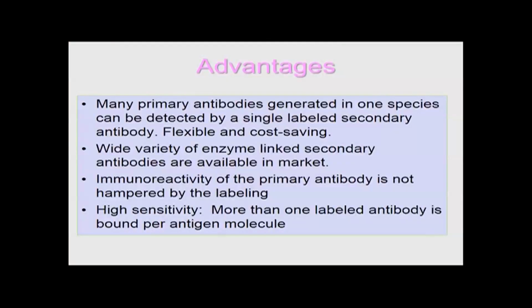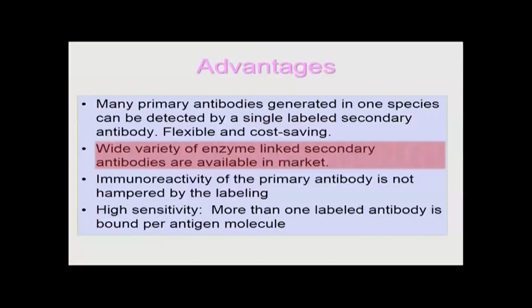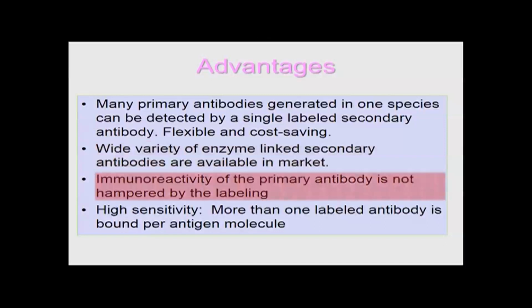Now, there are many advantages of indirect ELISA. Many primary antibodies generated in one species can be detected by using a single enzyme labeled or fluorescent dye tagged secondary antibody, because secondary antibodies are developed against the Fc region of a primary antibody. A wide variety of enzyme linked secondary antibodies are available commercially, and this reaction is highly sensitive because we are using more than one antibody here. And immunoreactivity of the primary antibody is not hampered because we are using the enzyme tagged secondary antibody.